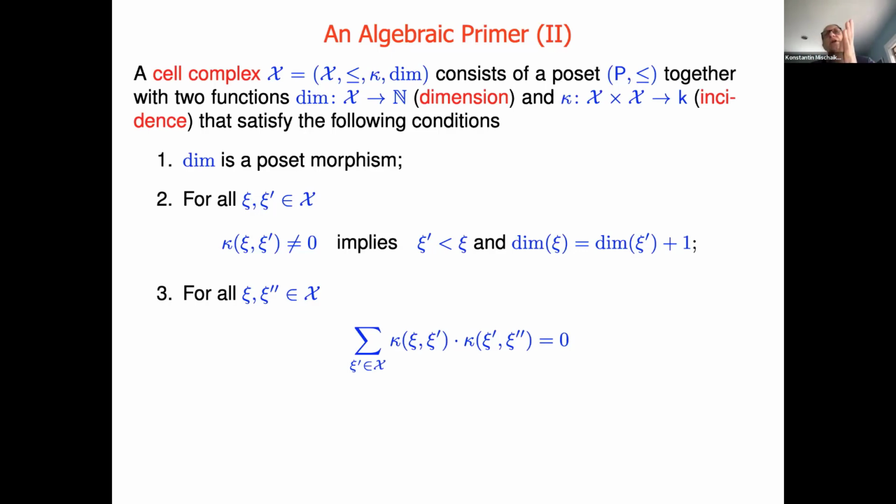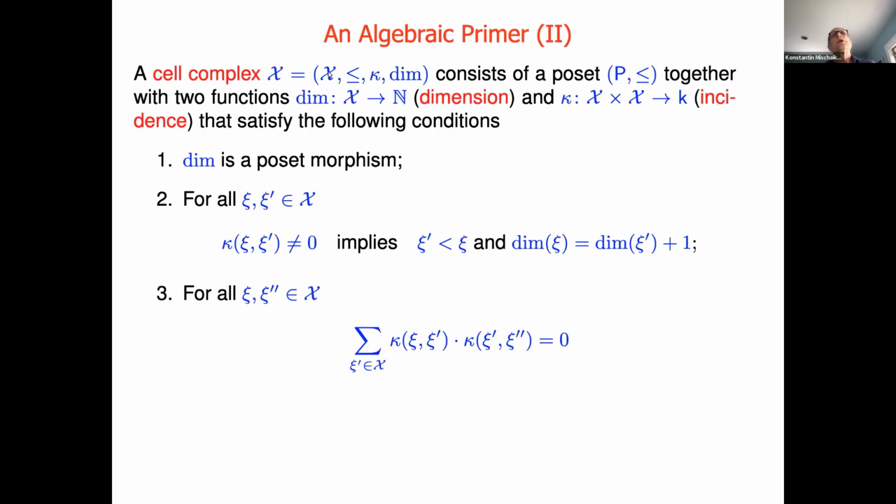I've put down a definition. And for those of you who know a little bit of algebraic topology, you'll recognize this definition, though it's more primitive than what is usually taught. So we have a cell complex. So this is, again, something purely combinatorial. It consists of a poset. Oh, and this should be a script X. That P should not be there. This should be a script X. So this part is a poset, and then there's two functions.